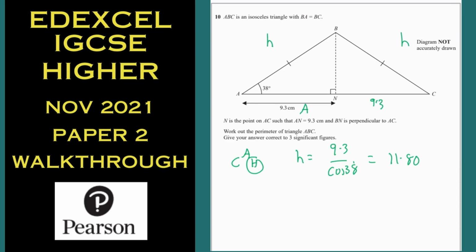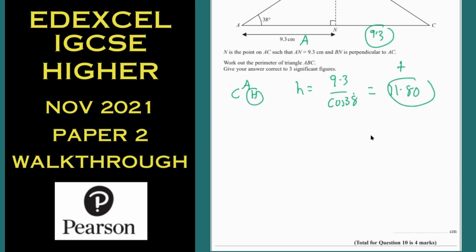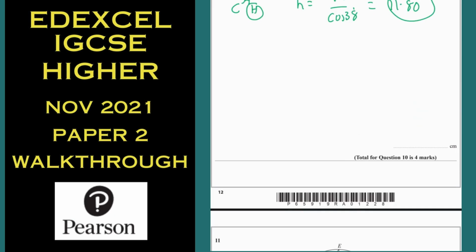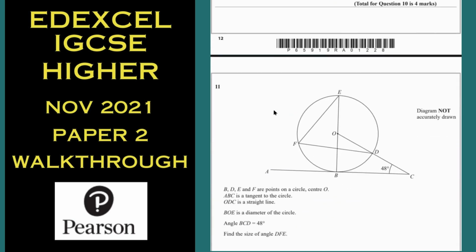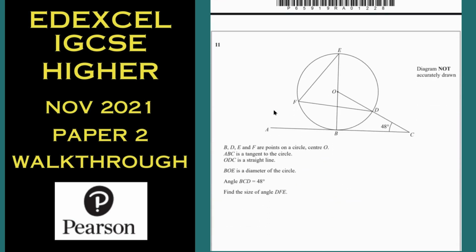11.80, that's 4 significant figures. It wants the final answer to 3. So our job is, on your calcs, double the 9.3 and add it to double of 11.80, giving you 42.2 centimetres.